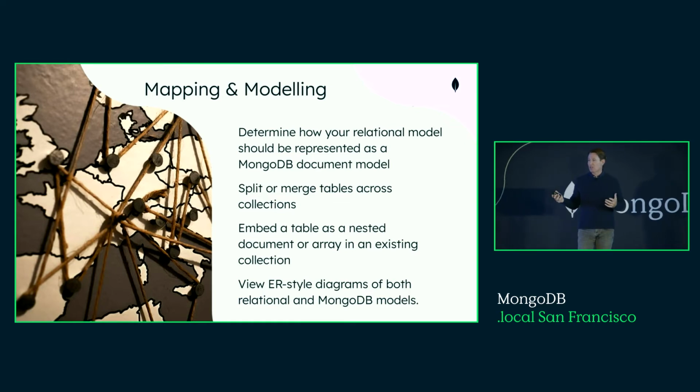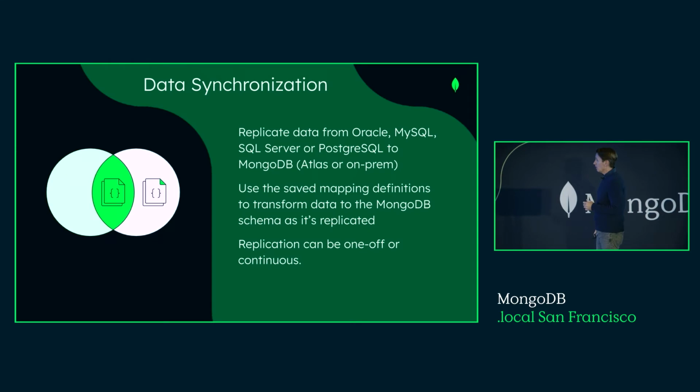And then finally, once you're happy with the mappings and the schema model on the MongoDB side, the next step is the data synchronization. Relational Migrator will replicate data from those supported databases to MongoDB. Now it can be used by any endpoint, which is Atlas or Enterprise, and it will use those mapping definitions from the last step and basically transform the data over into a MongoDB schema. Once it's synchronized, we just move it and the tool's done.